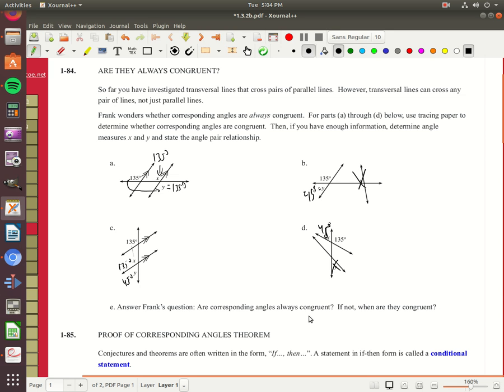So are corresponding angles always congruent? No. If not, when are they congruent? When lines are parallel. This is the parallel sign. So if lines are parallel, that's something you need to check. Lines have to be parallel.